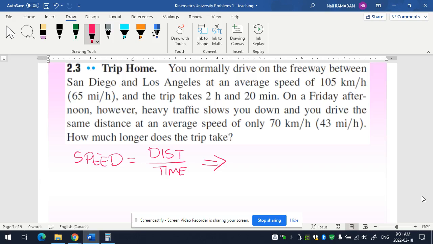Can someone tell me how to rearrange this equation for distance? Yes, Mohammed, go ahead. Exactly. Put the imaginary one here, the invisible one, and crisscross. So really, this tells you that distance is equal to what? Speed times time.